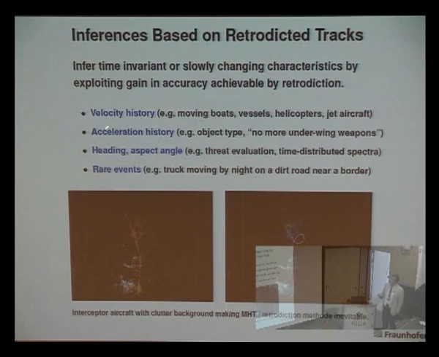If you look at the acceleration history, you can observe, for example, a normal acceleration of, say, 7g. This tells you that a fighter aircraft is moving, and it tells you also that this fighter aircraft can have no more underwing weapons. So these inferences tell you something about the remaining threat level, actually, and belong to the higher levels of information fusion.